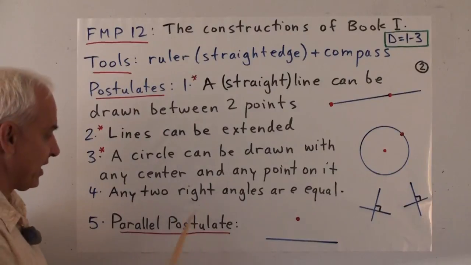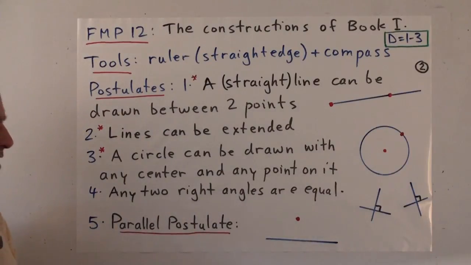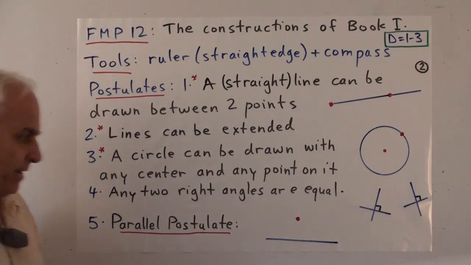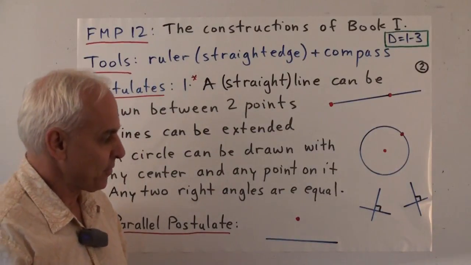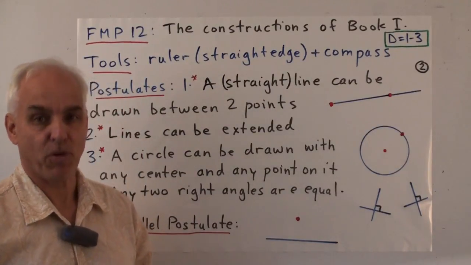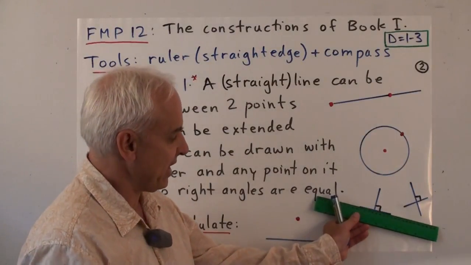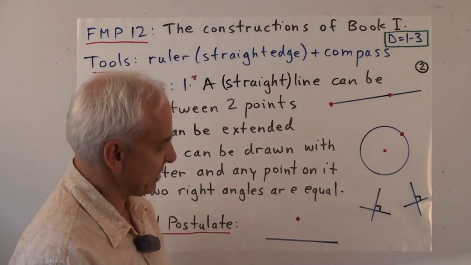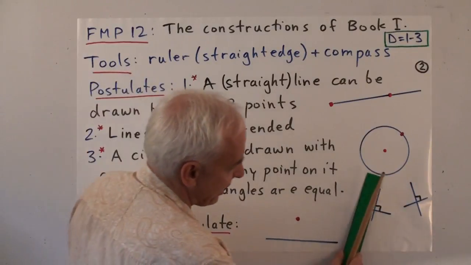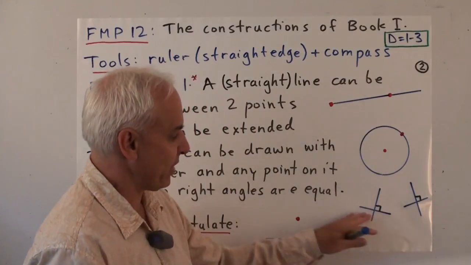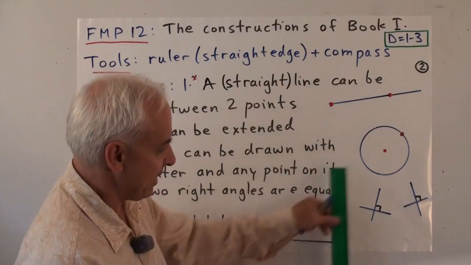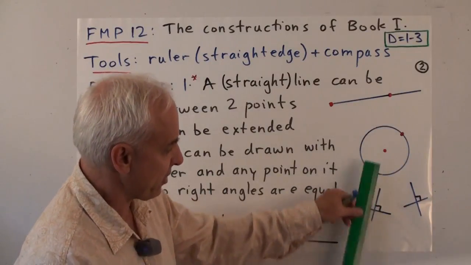Then the fourth postulate is that any two right angles are equal. By a right angle, Euclid is referring to the notion of perpendicularity. So he assumes that you know what perpendicularity is, that this line and this line are perpendicular. This line is sort of lying evenly between this line in some sense. It's not tilted in one direction or another.